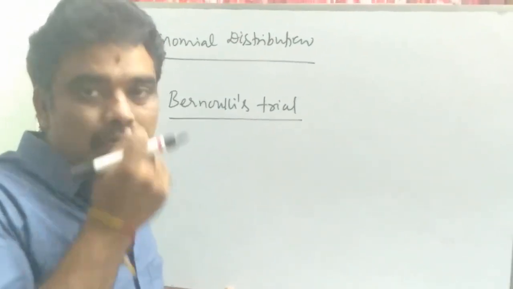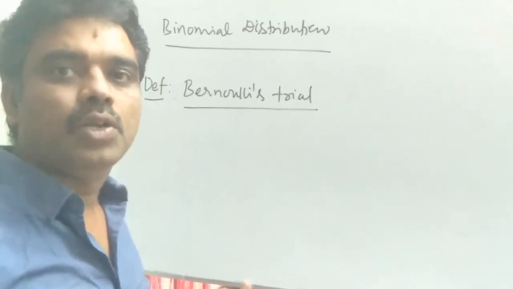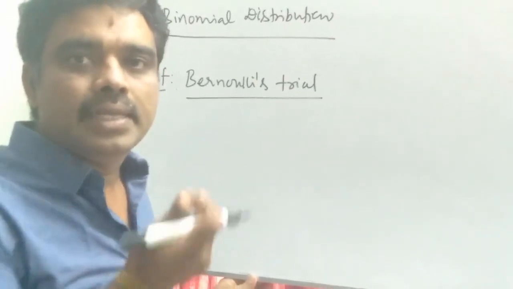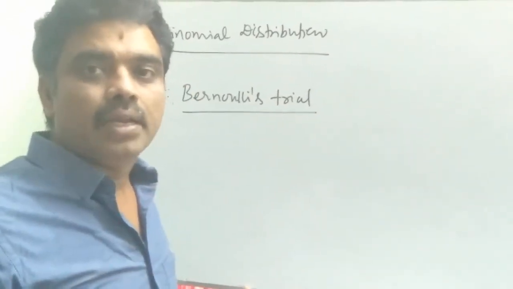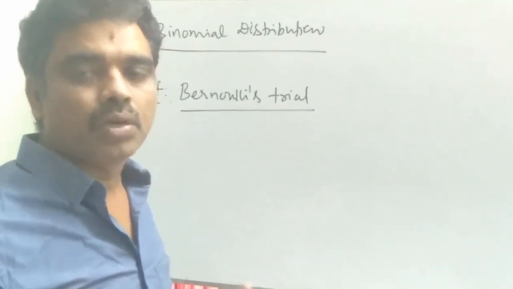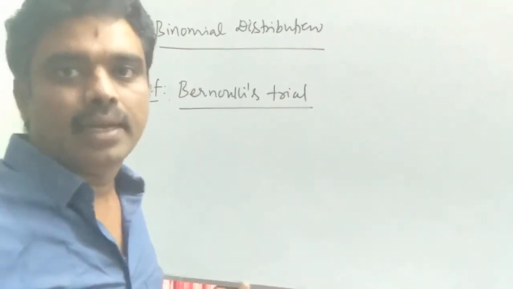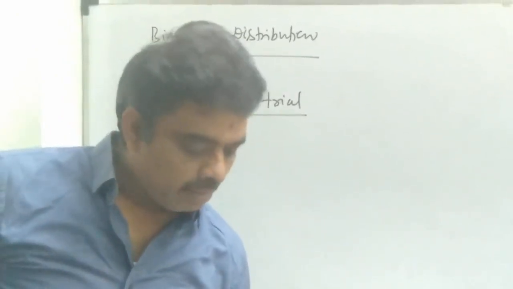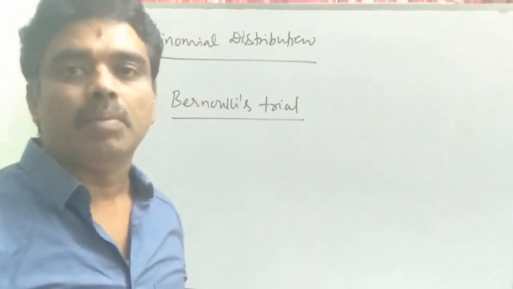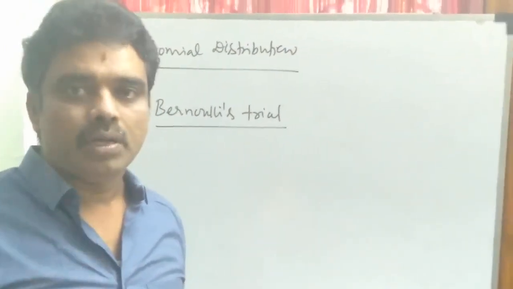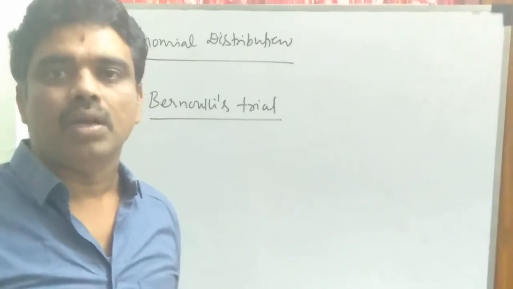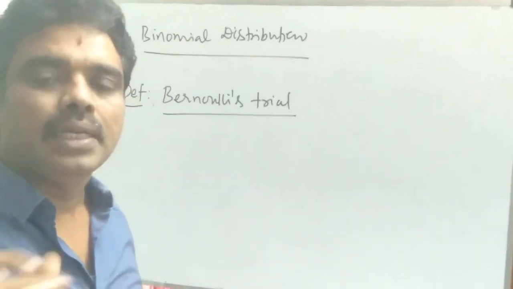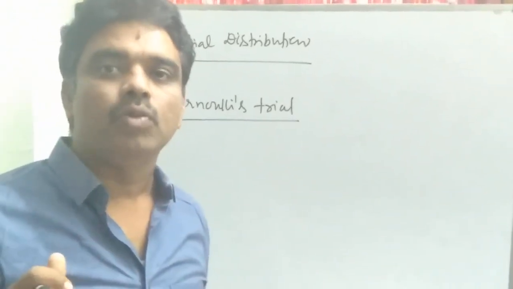For example, in tossing of a coin, there are only two outcomes: one is getting head, the other one is getting tail. If you consider getting head as success and getting tail as failure, then that experiment is known as a Bernoulli trial. If in an experiment there exist only two outcomes, we say that it is a Bernoulli trial. Similarly, in finding the number of defective items in a production line, we may get a defective item or a non-defective item. In that case also there are only two outcomes, and that trial is also known as a Bernoulli trial.